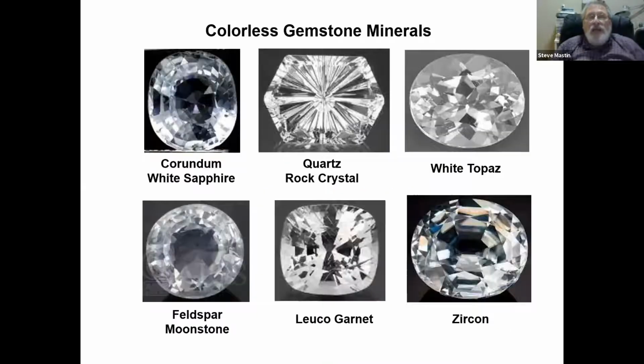In any event, if you look at gemstone minerals, here are a whole bunch of colorless ones that you're not used to seeing this way. You're used to rock crystal or quartz. You might have seen white sapphires. You might have seen white topaz. You might have seen white zircon, but I'll bet you've never seen a white garnet. It's called a leucogarnet. It's one of the rarest kind of garnets there is.